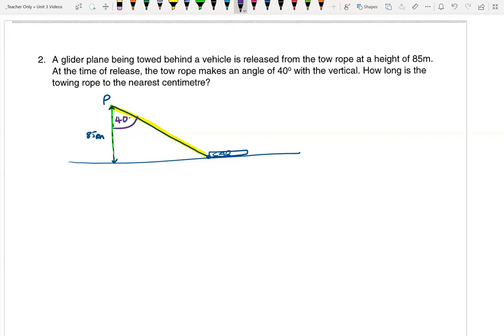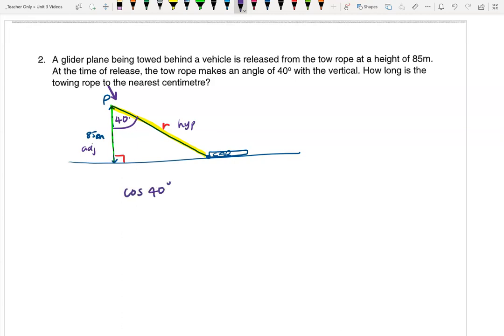So we can build a picture based on this, and we notice that it is a right triangle. We want to know how long is the towing rope to the nearest centimetre. So I'm going to put a little R here for rope, and we're going to find that to the nearest centimetre. So let's take a look. Looking from an angle, because I've got a triangle here, I know the adjacent side and I want to find the hypotenuse. So I'm going to use the cosine ratio.